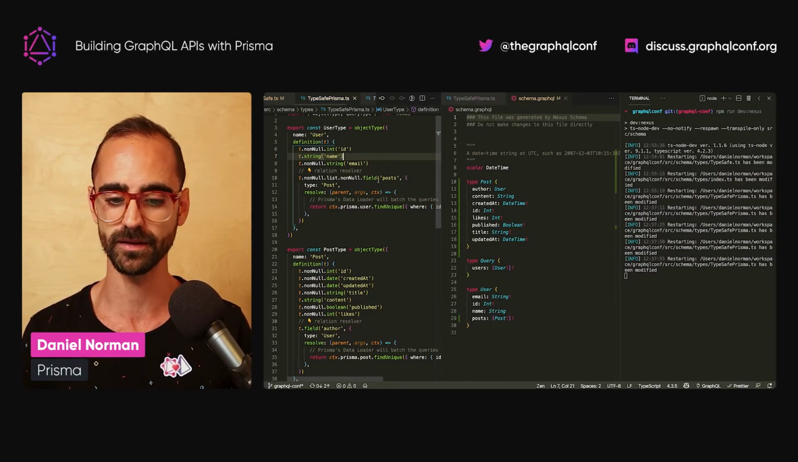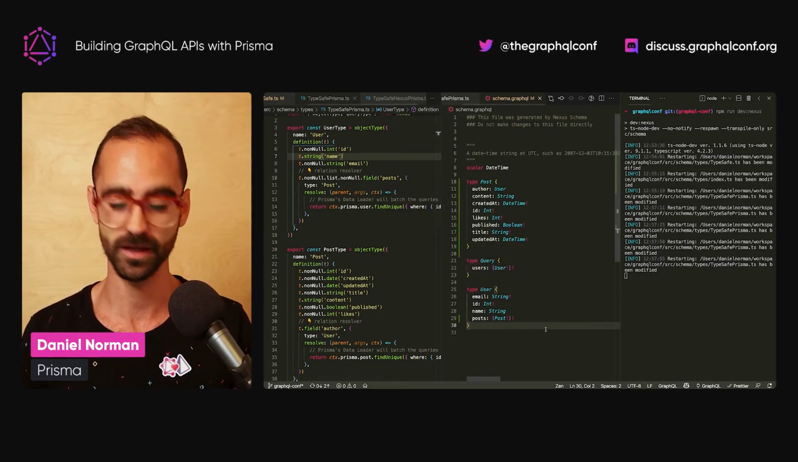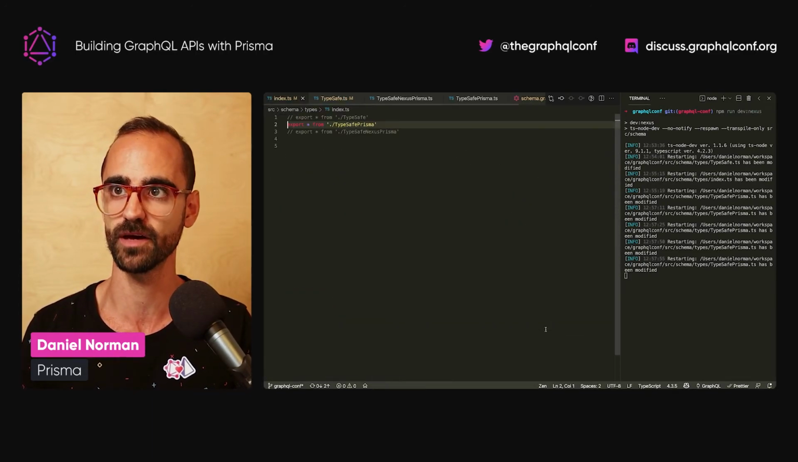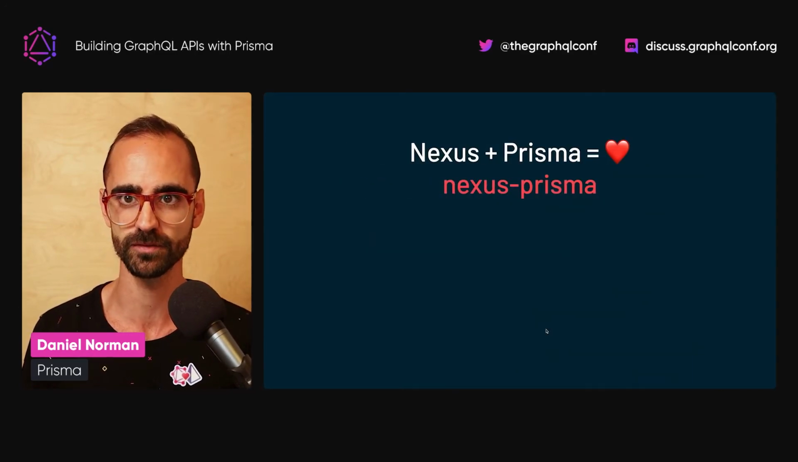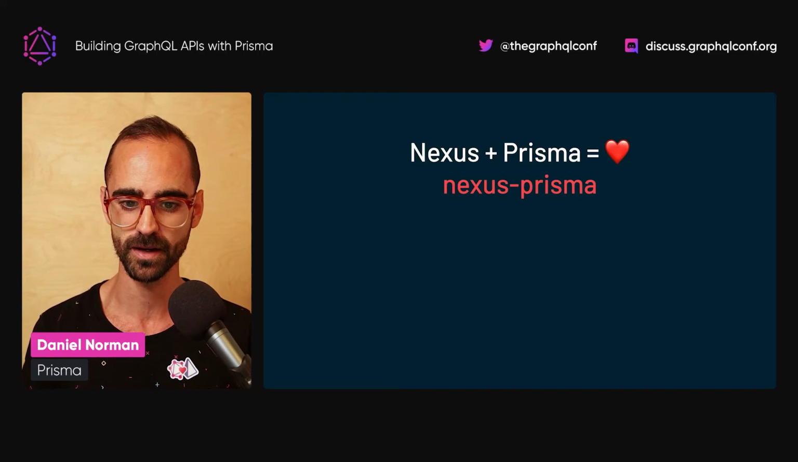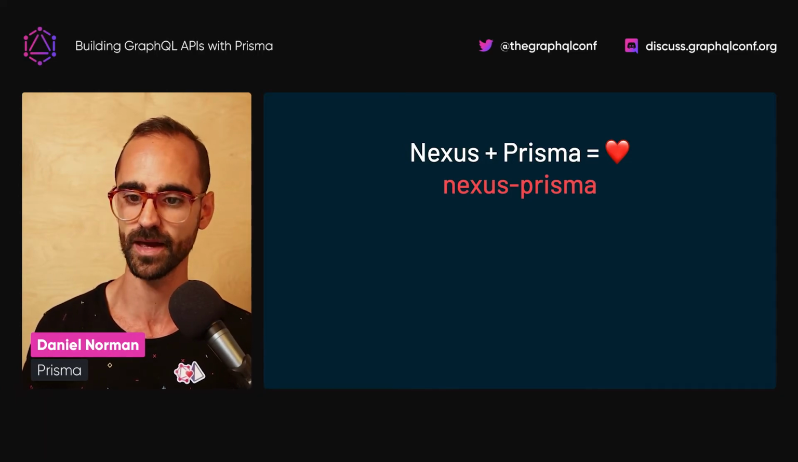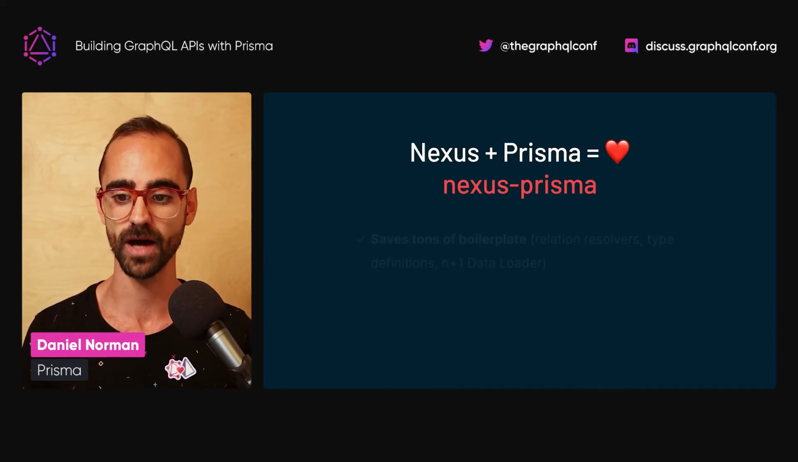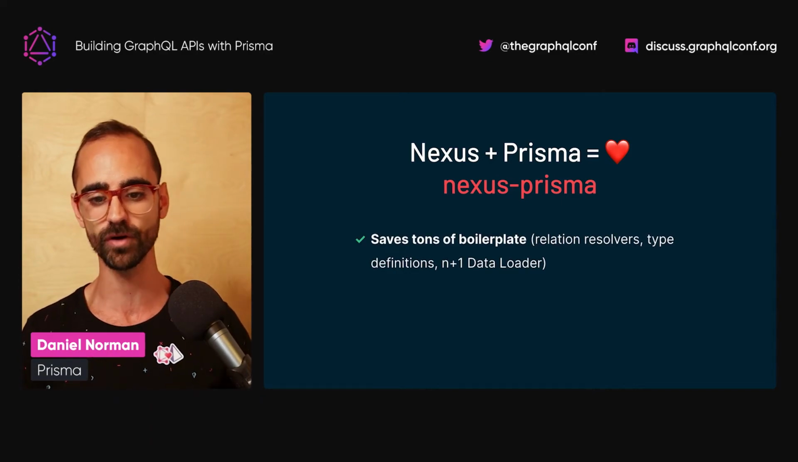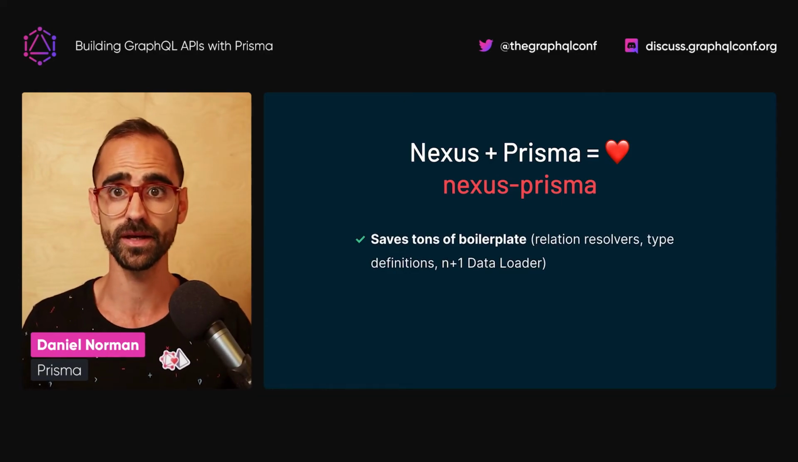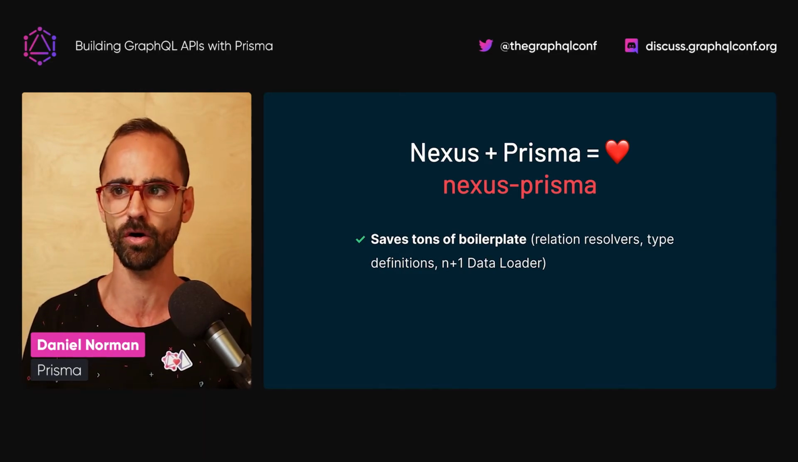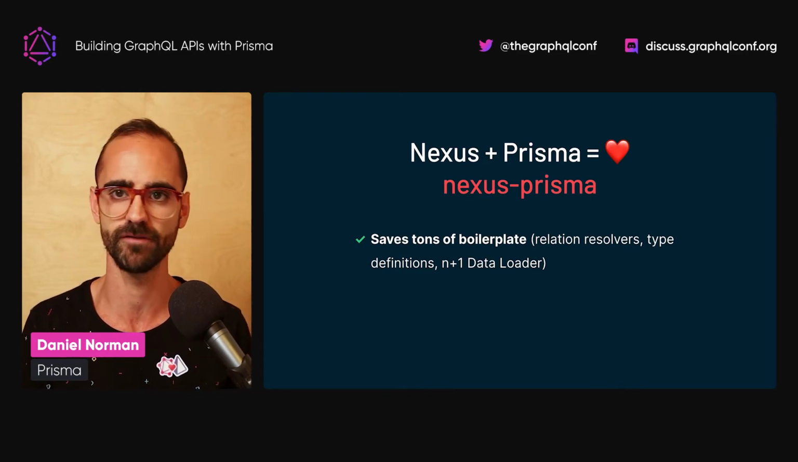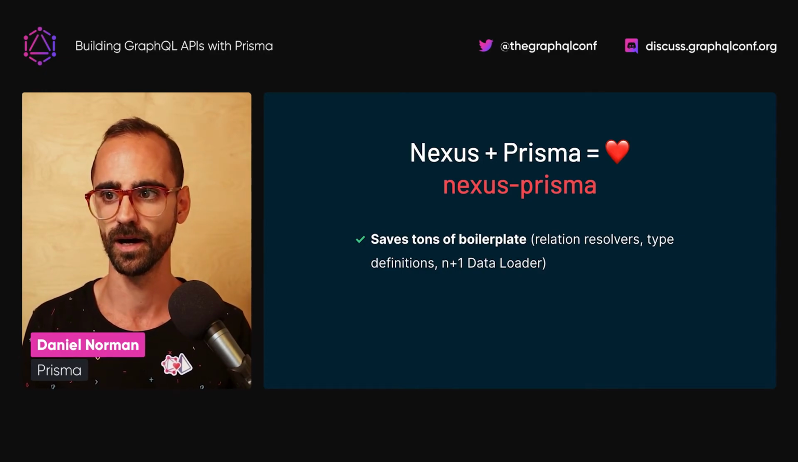And now I want to get into the Nexus Prisma plugin, which saves a lot of trouble. So Nexus plus Prisma gives us Nexus Prisma. What it does is it takes the core idea of type safety that is given in Nexus and Prisma individually, and then makes a bridge between the two. The main benefit is that it saves a lot of boilerplate. You don't have to define these relation resolvers.